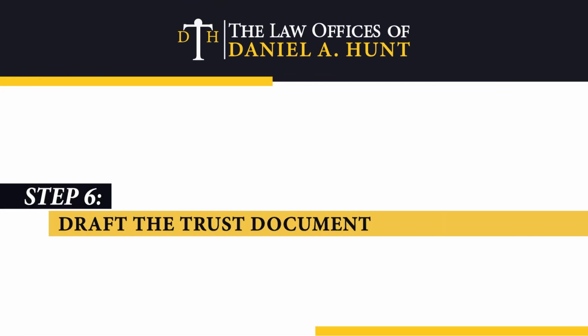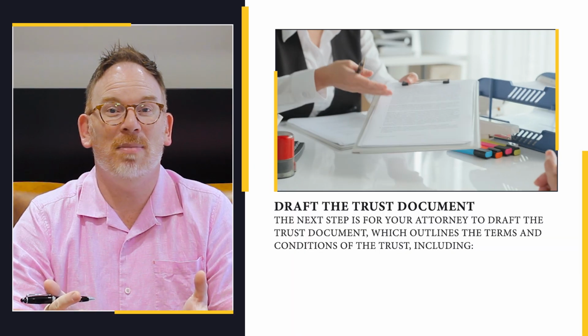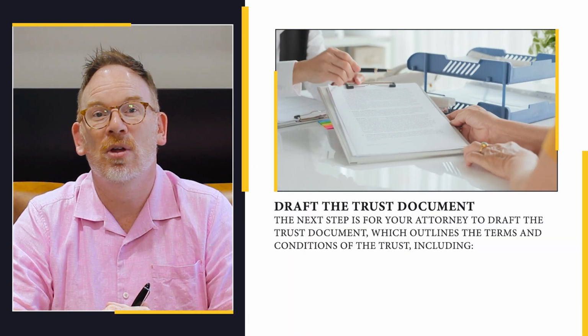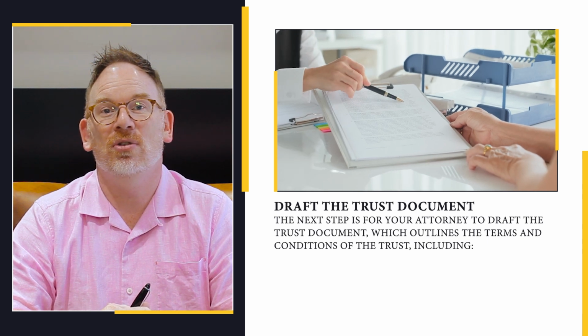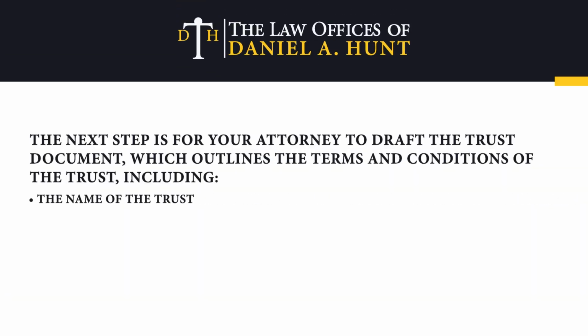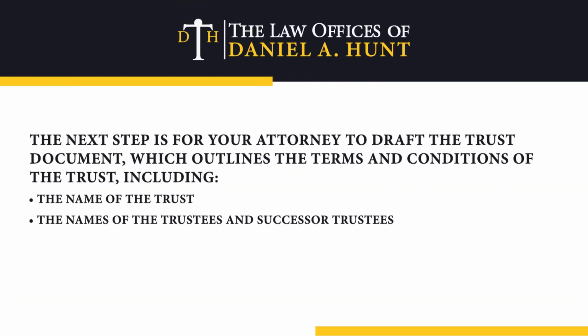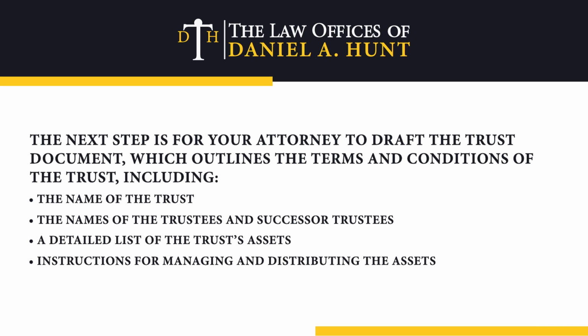Step 6. Draft the trust document. The next step is for your attorney to draft the trust document, which outlines the terms and conditions of the trust, including the name of the trust, the names of the trustees and successor trustees, a detailed list of the trust's assets, instructions for managing and distributing the assets, and any special provisions or conditions.